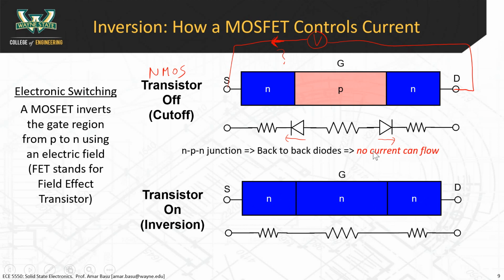So the magic of a field effect transistor, the key concept, is how can we change this P-type material to an N-type material? How do we invert it from P-type to N-type? Well, what are the ways that you all know now to invert, to change a material from P-type to N-type? How can we do that?